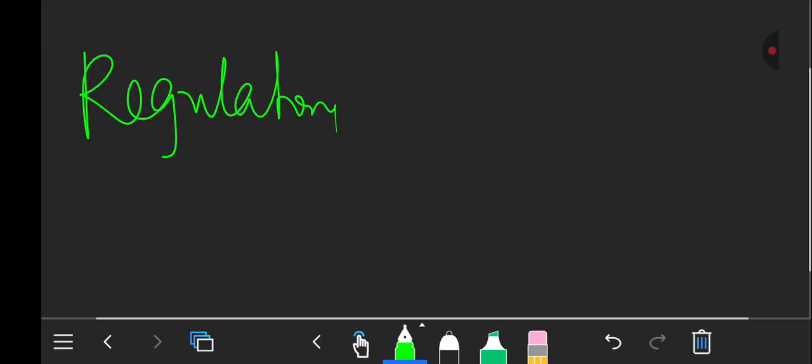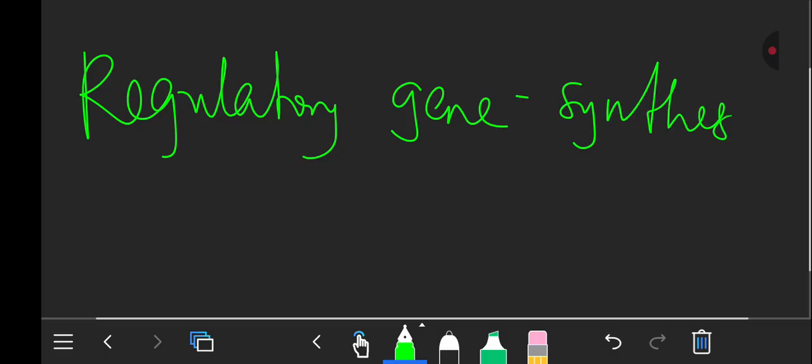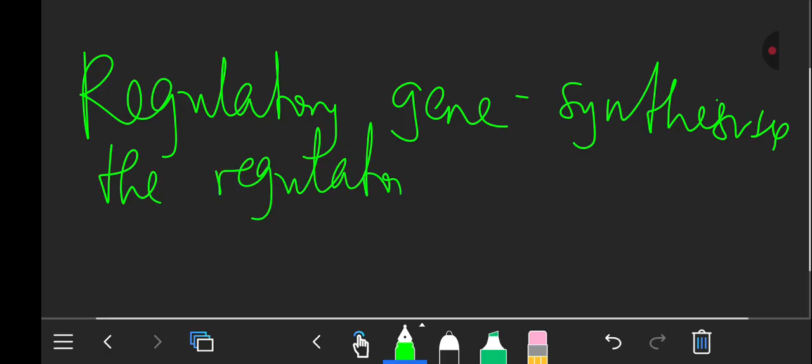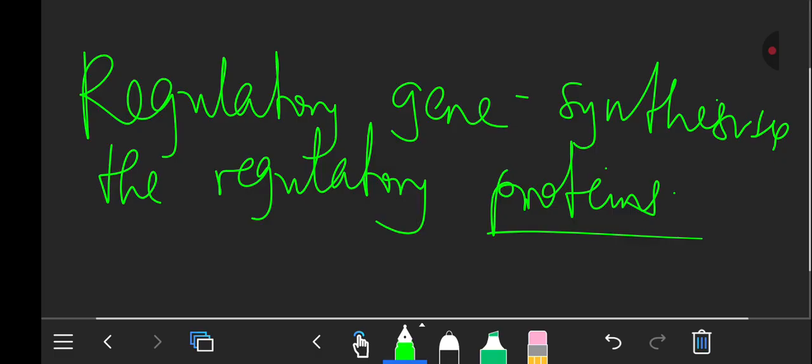Now, what is the importance of the regulatory gene? We've said that the regulatory gene is the one which is able to synthesize what are known as the regulatory proteins. This one synthesizes the regulatory protein. So it synthesizes the regulatory proteins. That is the importance of the regulatory gene.